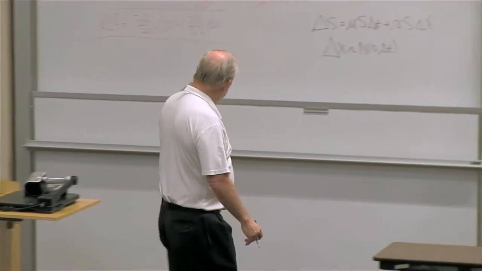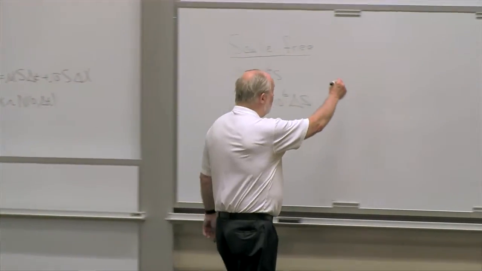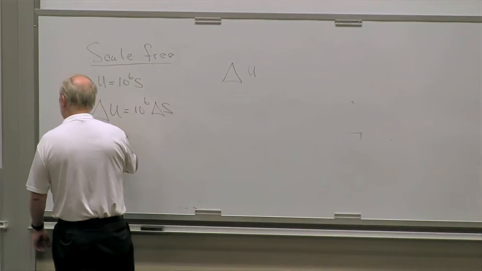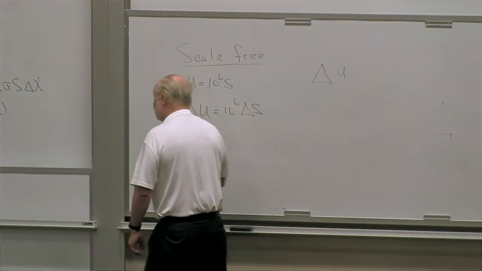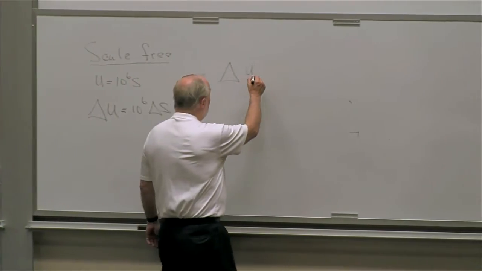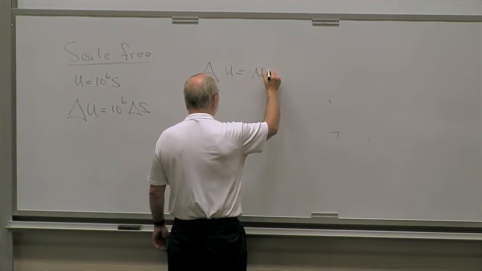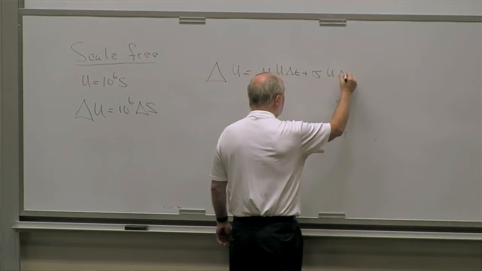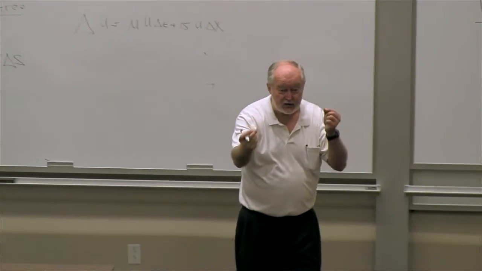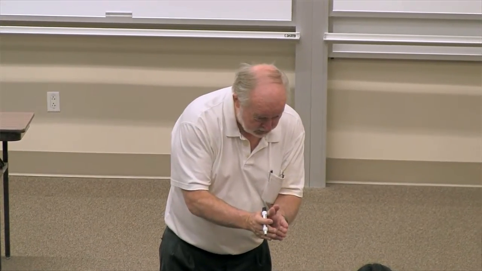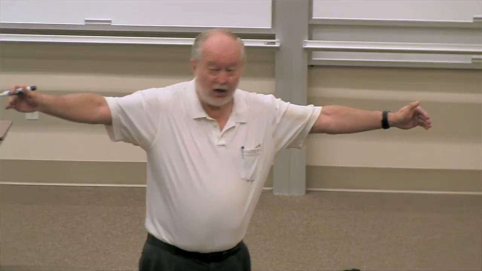So let's find what happens in this equation when I put in U. Here I'm going to have the change in U, and U is 10 to the 6th times S. When I find the equation for delta U, I get the same equation, because the 10 to the 6th cancels out on both sides. And so it's scale-free: I get this equation looking at really micro-type things, and I get the same equation looking at huge scale things.